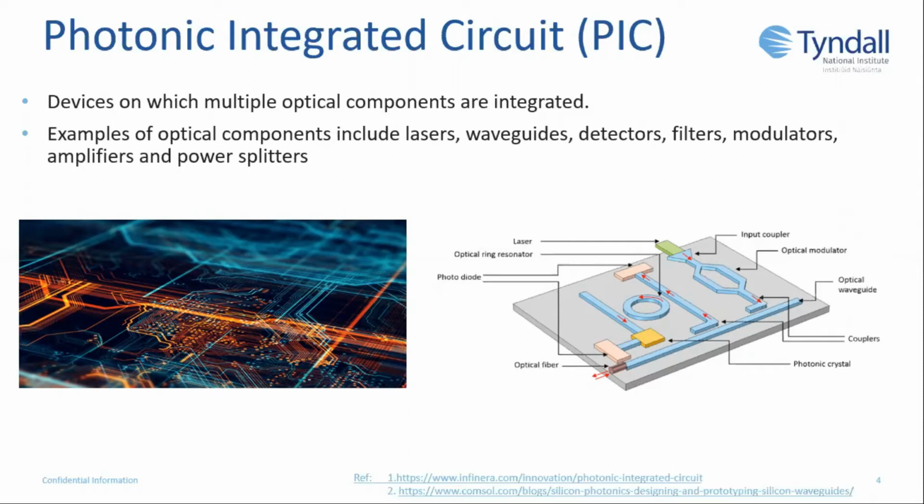So this figure here to the right is an example of what a PIC could look like. So you have your laser, your modulator, your waveguide, you've got couplers, and you also have an optical ring resonator, which is the filter function of this PIC. So this would be considered a multifunction PIC. So what are the PICs made out of?